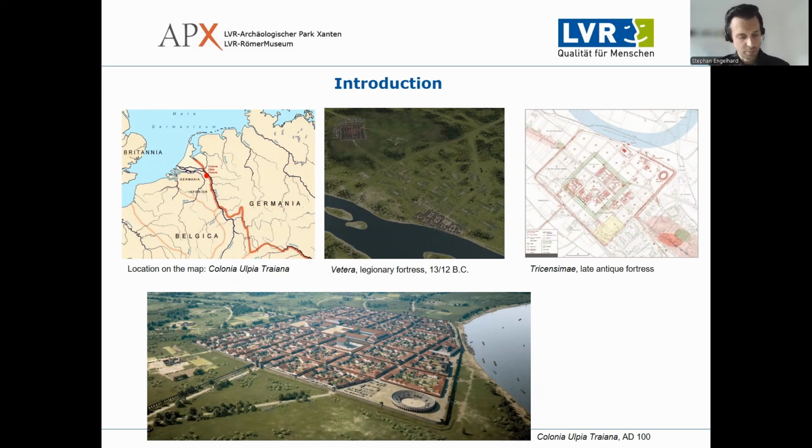The Colonia Ulpia Traiana covered an area of 73 hectares with 40 insulae. Representative public buildings such as the Forum, Capitol Temple, and the amphitheater dominated the cityscape.